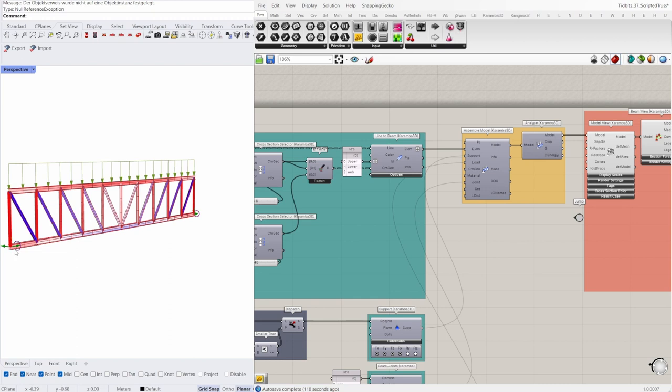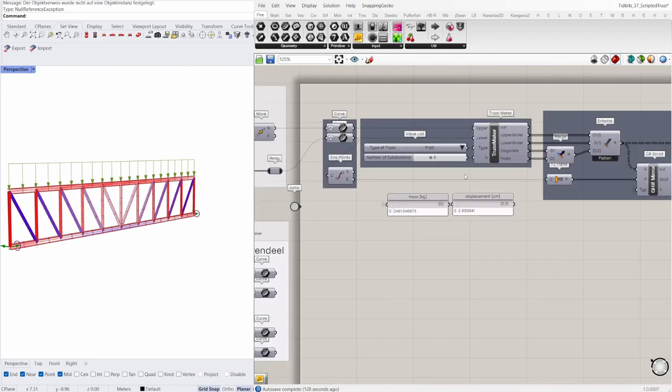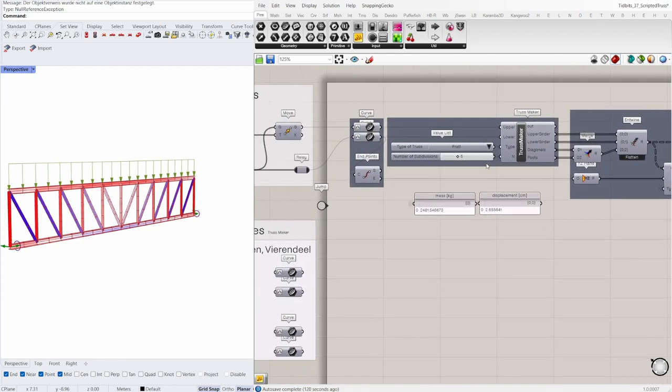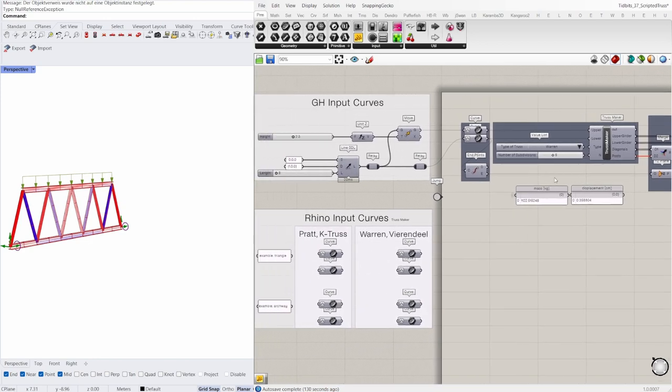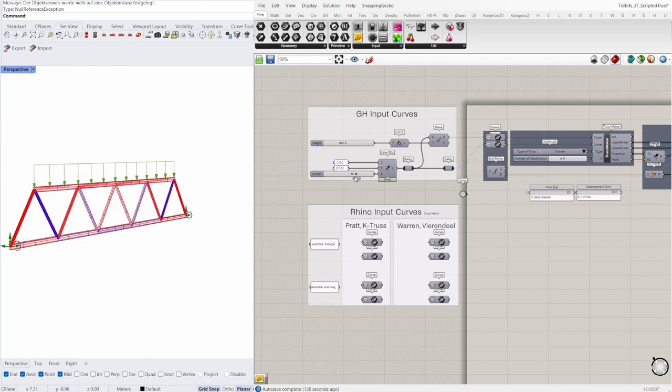The force distribution can be seen very nicely in the Rhino viewport. Red is compression and blue is tension. And when I go back to the TrussMaker, I can compare the trusses with each other based on deformation and weight. Remember, if the type Warren or Vierendeel is set, the lengths have to be doubled.